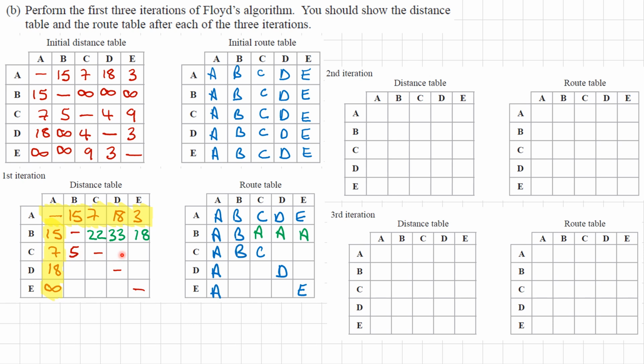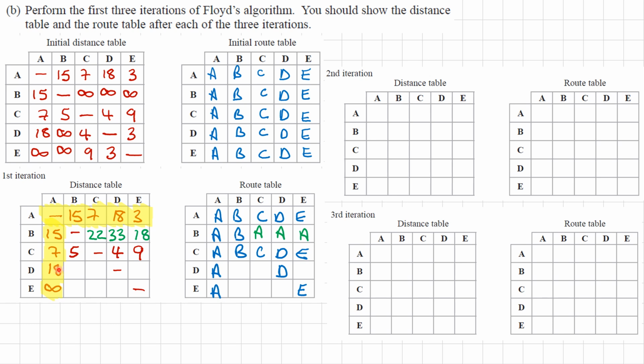Next one, 7 plus 18 is 25. 25 is greater than 4, so no change to the value and no change to the letter. This cell here, 7 plus 3 is 10. 10 is greater than 9, so no change to the value and no change to the letter.